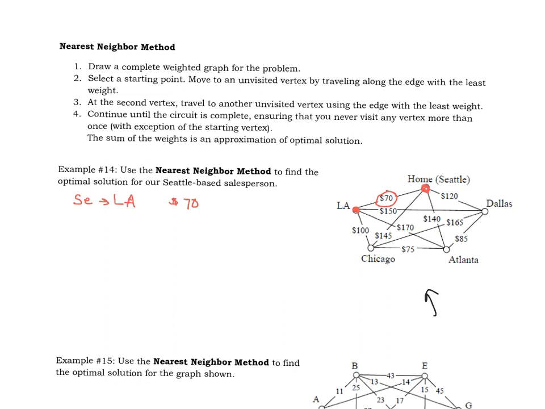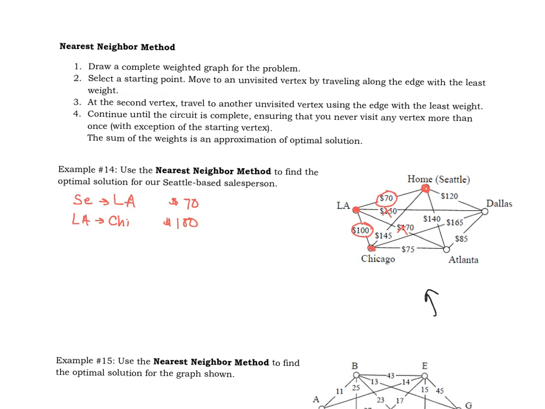Okay, now I'm at LA. So I've already visited the 70. So I've got 150, 170, 100. So that 100 is clearly my best choice. So LA to Chicago is $100.